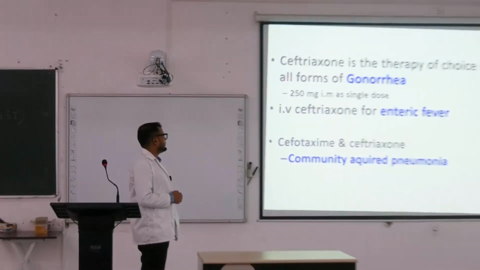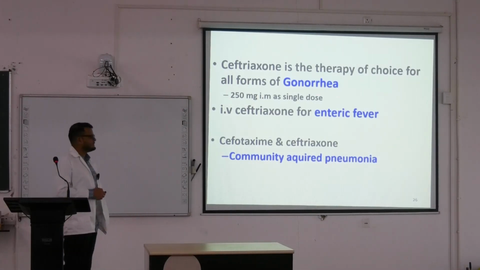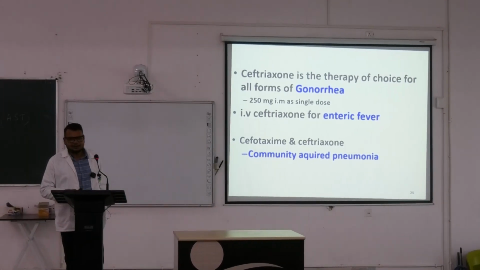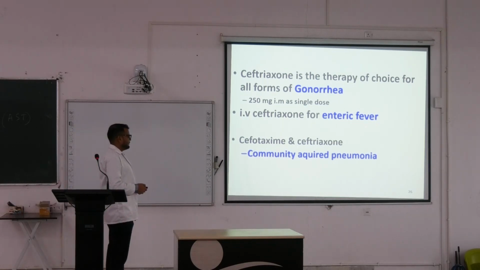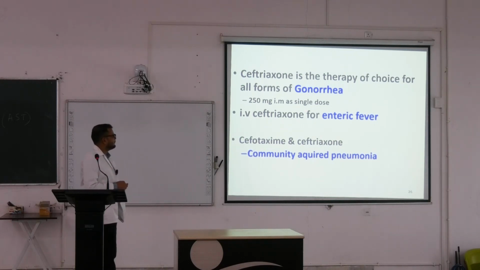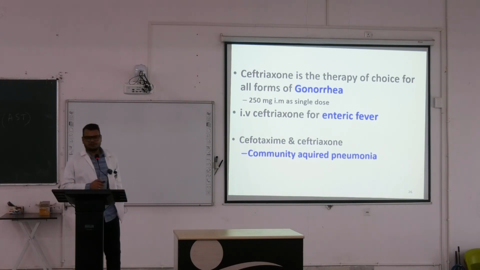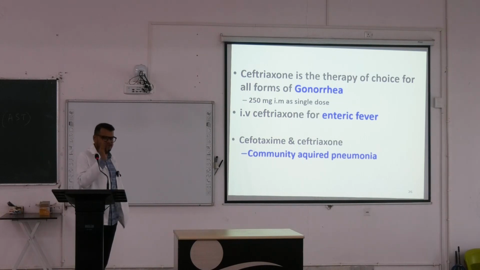Ceftriaxone is the therapy of choice for all forms of gonorrhea. Okay, 250 milligram IM as a single dose. Initially it was penicillin that was used in gonorrhea, but now it is replaced by cephalosporin. As I have said, IV ceftriaxone is used for enteric fever. Cefotaxime and ceftriaxone, again you see ceftriaxone for gonorrhea, ceftriaxone for enteric fever, ceftriaxone for community acquired pneumonia. Okay, the most common third generation cephalosporin you will ever use in your life. If it becomes resistant, then it's a different picture.